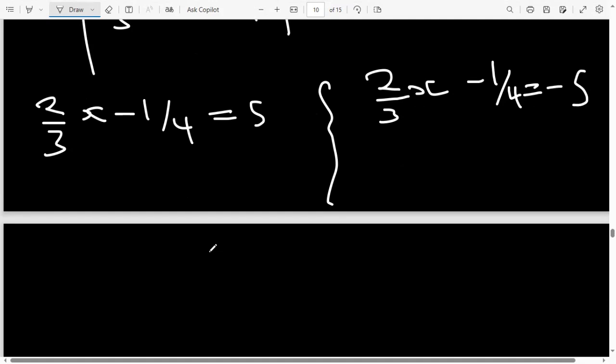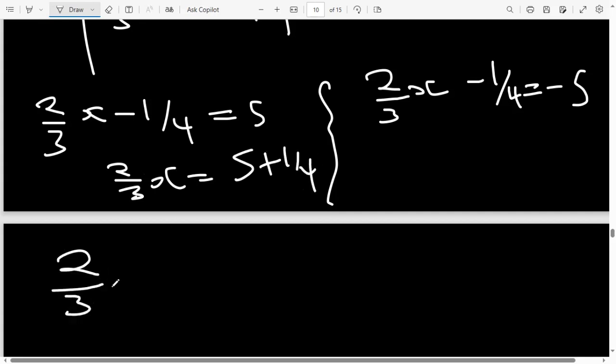Okay, let's try to find that x. Okay, so let's say 2 over 3x is equal to 5 plus 1 over 4. So what is 5 plus 1 over 4? So 2 over 3x is equal to, what is 5 plus 1 over 4?